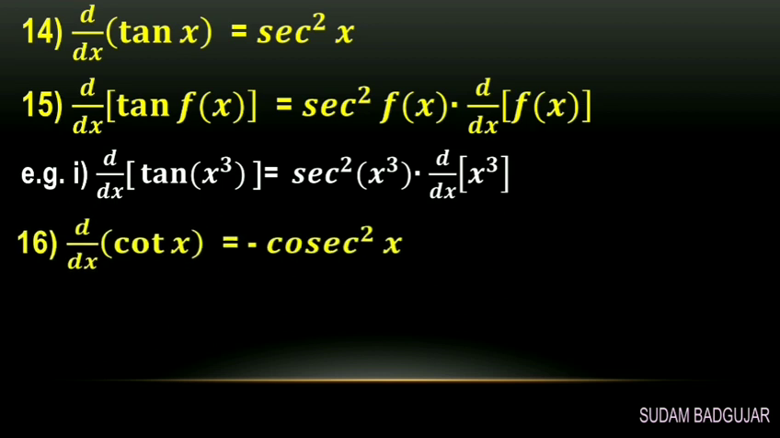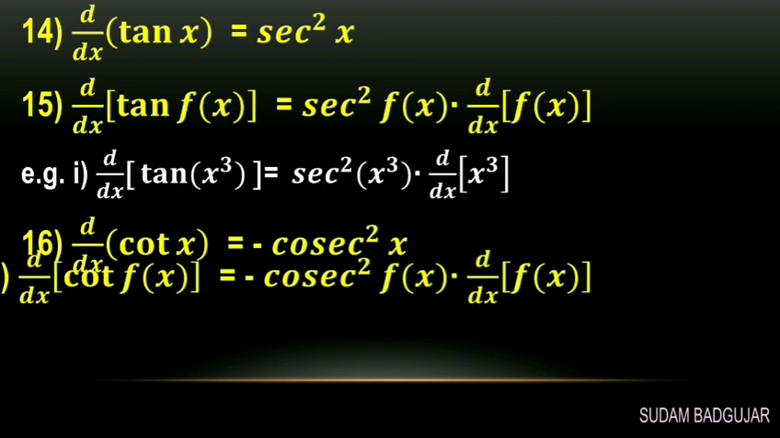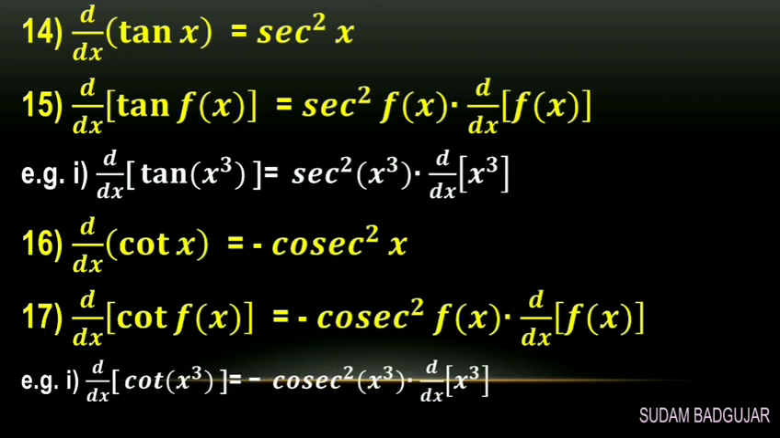Formula number 16, the derivative of cot x is equal to minus cosec square x. Next, the derivative of cot of f of x is equal to minus cosec square of f of x into the derivative of the angle. For example, the derivative of cot of x cube is equal to minus cosec square of x cube into the derivative of the angle x cube.